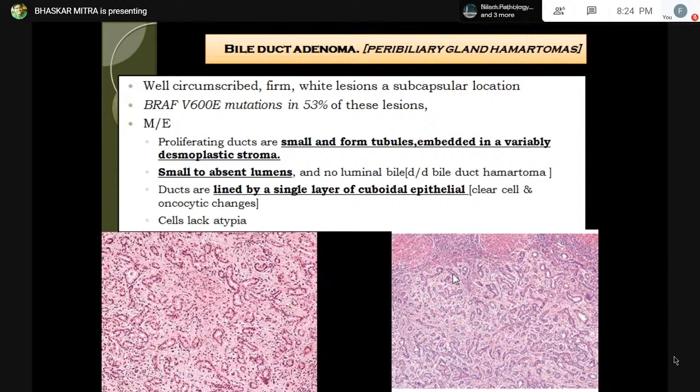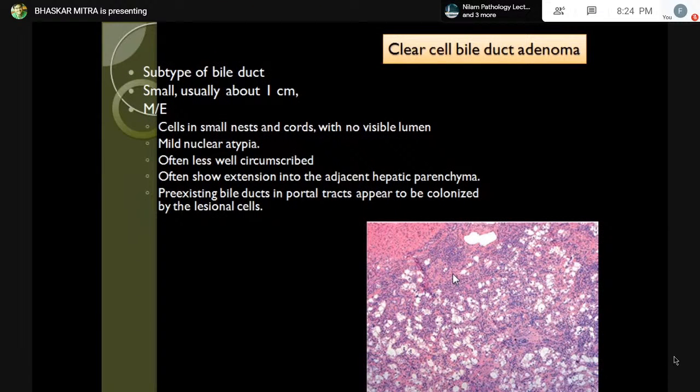Now sometimes there may be small bile ductules showing typical clear cell changes. They usually are a variety or subtype of the bile duct adenomas. They are called clear cell bile duct adenomas. Sometimes they may form less well circumscribed lesions and colonize the hepatic parenchyma.